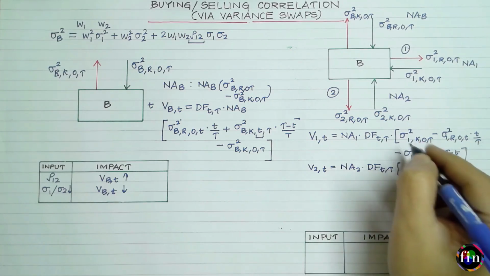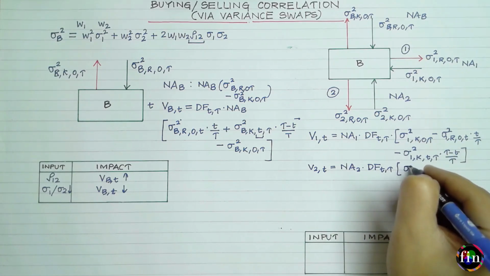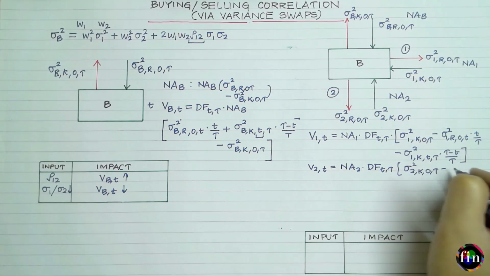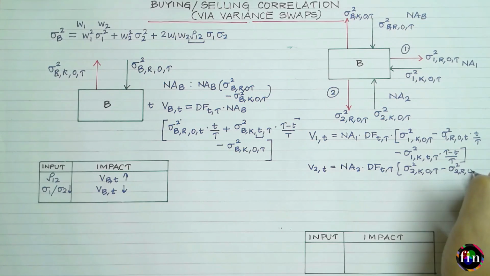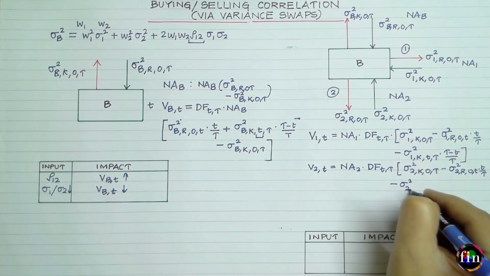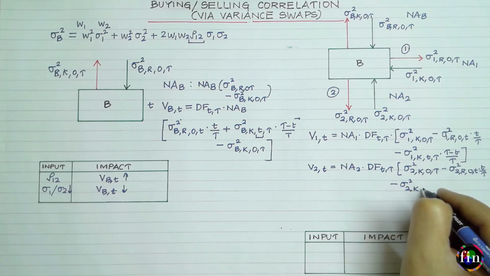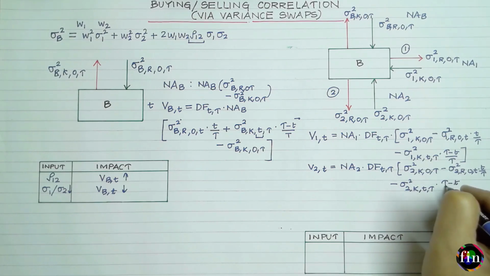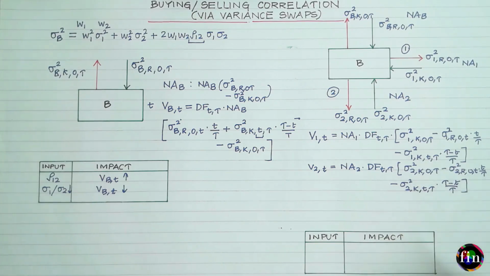Just replace everywhere 1 with a 2, and it will be sigma squared 2k from 0 to t minus sigma squared 2 realized from 0 to lowercase t, that times t by t, minus sigma squared of 2 fair variance as of today for stock 2, weighted by the remaining period, t minus t by t. Now take a look at what we have now.